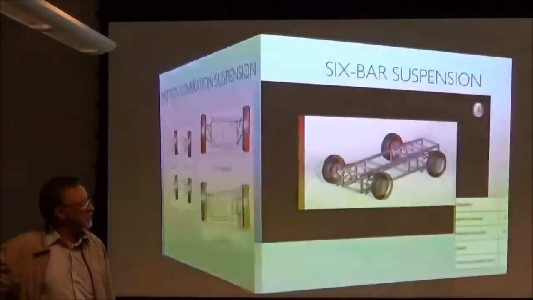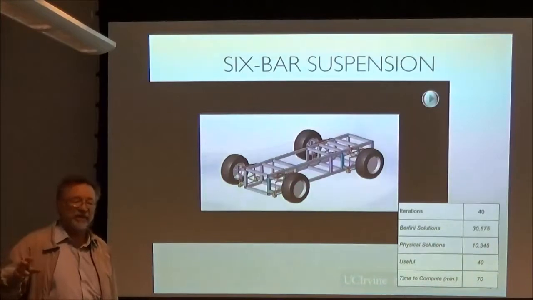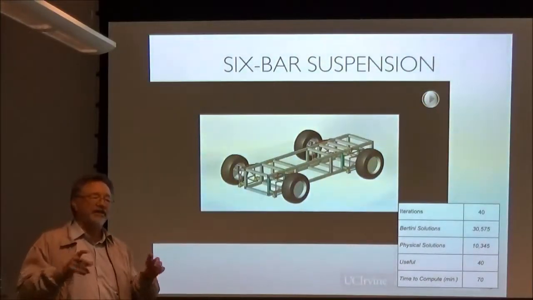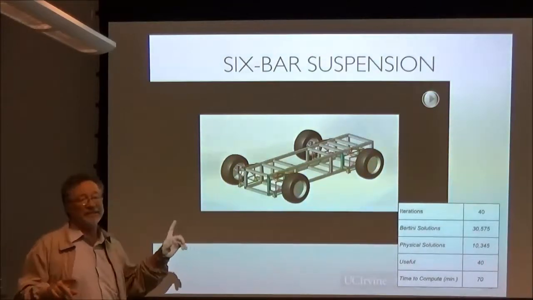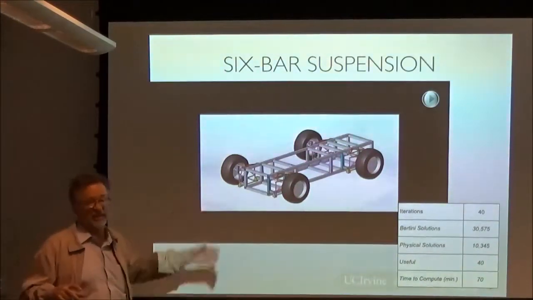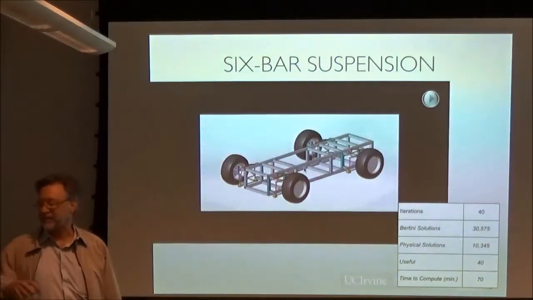Let me just show you his animation. So this is a suspension that's now not your typical double A-arm independent suspension. It is a 6-bar linkage. Now the question is, why would anybody do that? And that's a really good question.